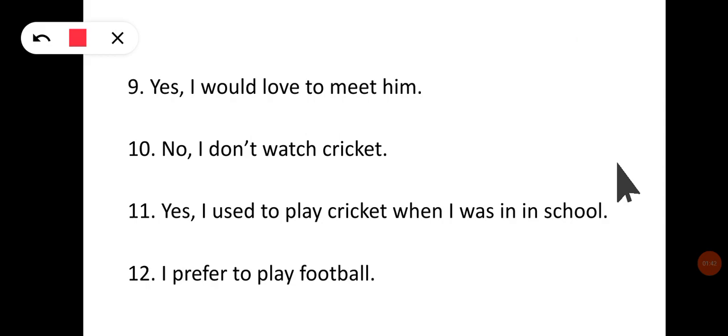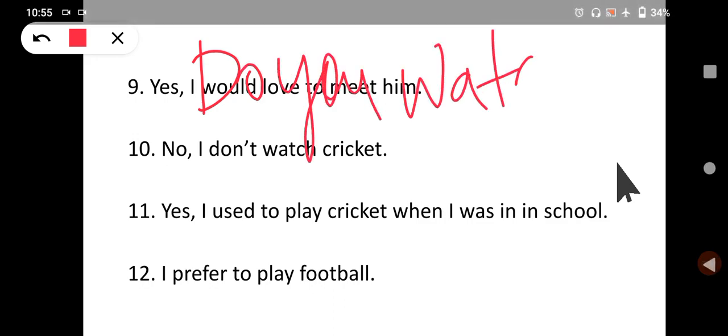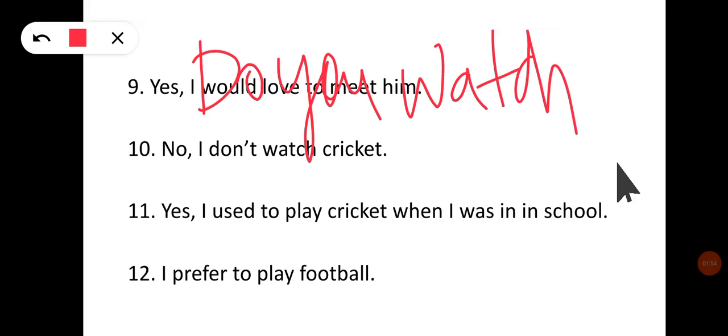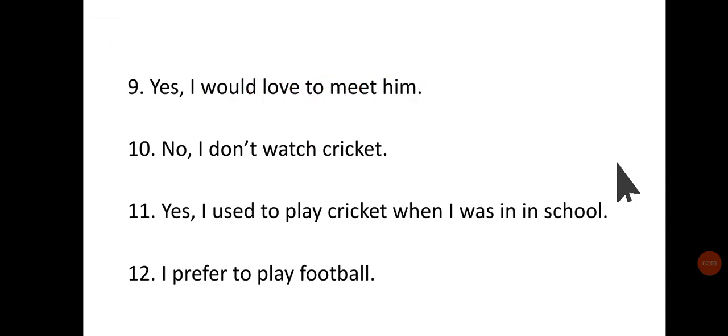Next, yes or no questions, these are. Okay, no, I don't watch cricket. So what is the question that you can frame here? Do you watch cricket? You could answer here saying yes, I watch cricket, or you can also say no, I don't watch cricket.